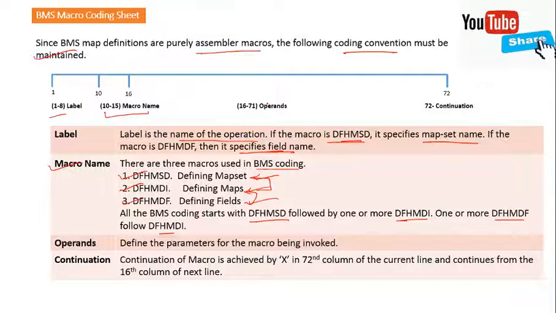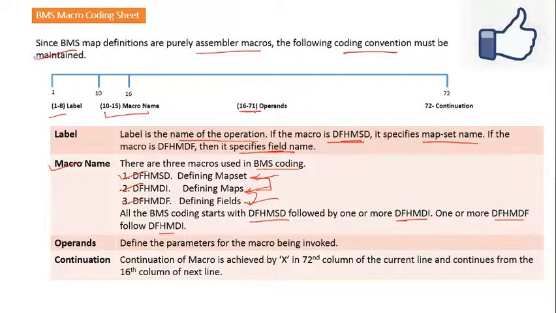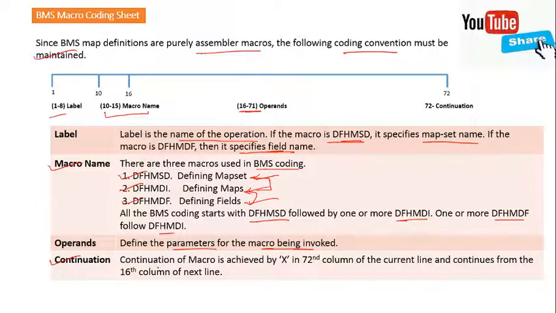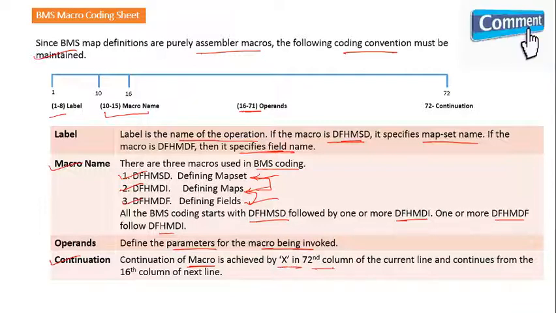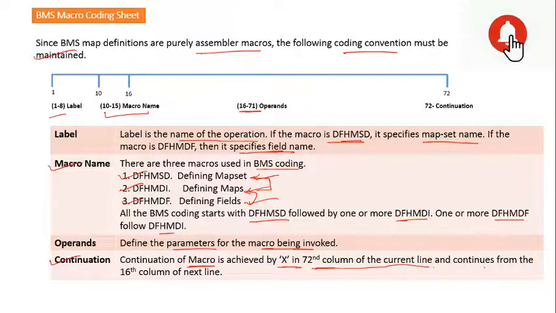And from the 16th column to the 71st column there will be operands. Operands define the parameters for the macro being invoked. And next, continuation. If you want to continue a macro, you can achieve that by typing x in the 72nd column of the current line and continuing from the 16th column of the next line.